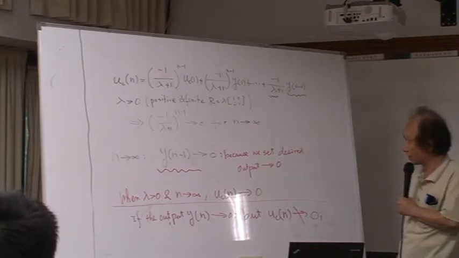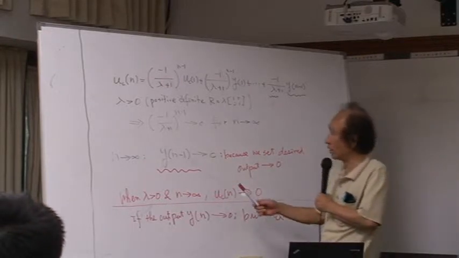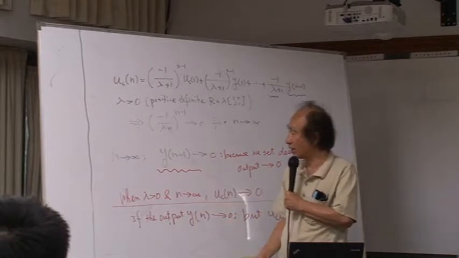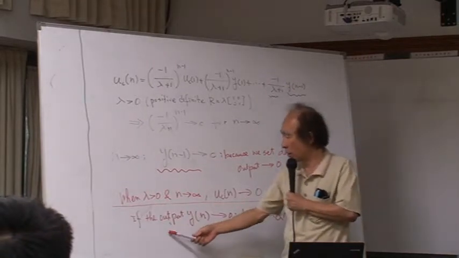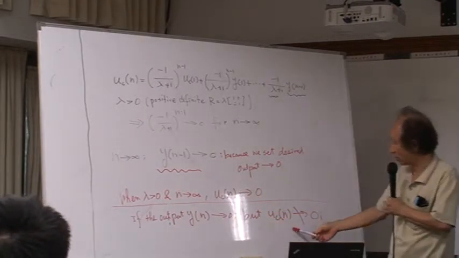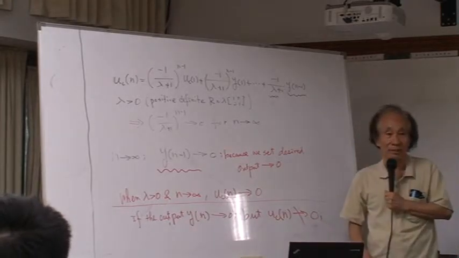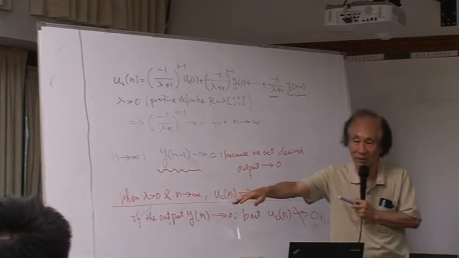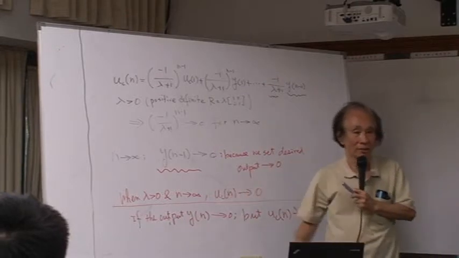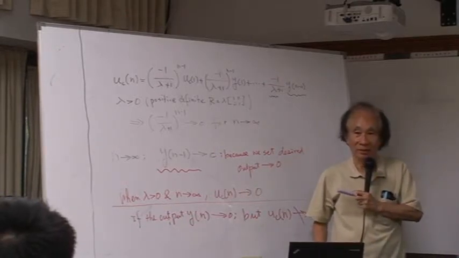What does that mean? The ideal case is when my output approaches zero, my input also approaches zero, right? Because my output is already zero, why do you need any control? You don't need any control.